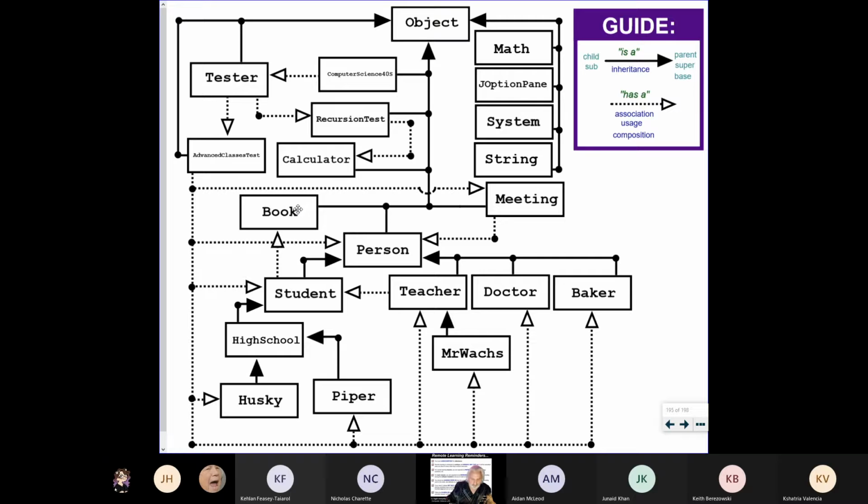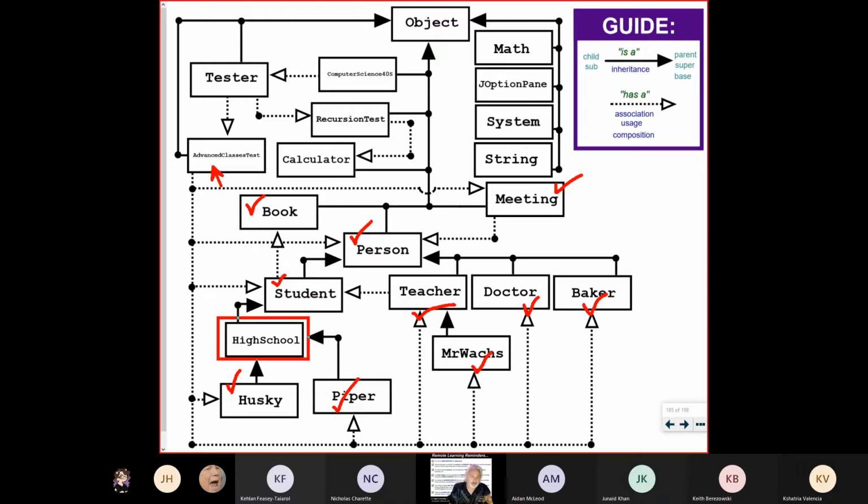Okay, so for example, if I trace from, oops, that wasn't what I wanted to do. Put one on there. There we go. If I trace from the testing class, which classes does AdvancedClassesTest use? And I trace this dotted line, I'd be like, oh yeah, it uses the Meeting class. Let's see, what else does it use? Well, it uses the Person class. Now I'm thinking, well, it doesn't use the Book class, so maybe that's the class he's talking about. Then I go down, it uses the Student class. Oh, wait a minute, the Student class uses the Book class. So there it is. Then I go further down, it uses Husky, it uses Piper, it uses Mr. Walks, it uses Teacher, it uses Doctor, it uses Baker.